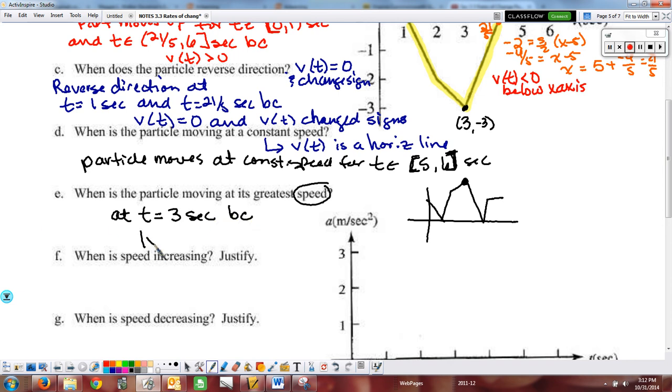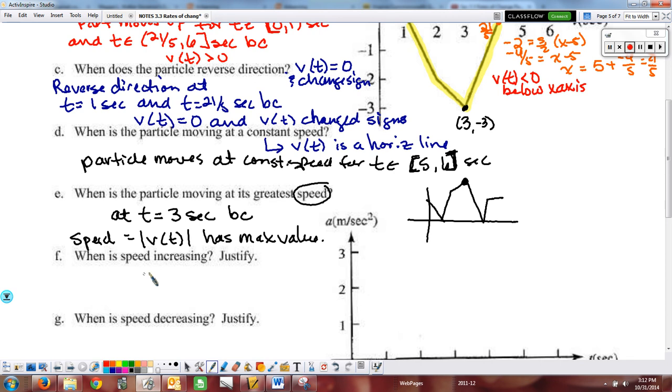So our particle is moving the greatest speed at t equal to 3 seconds, and the reason is because the absolute value of velocity, which is the speed, has the max value. So that's what you want to be careful of. Make sure that if you're talking about max speed that you actually look at the speed graph.